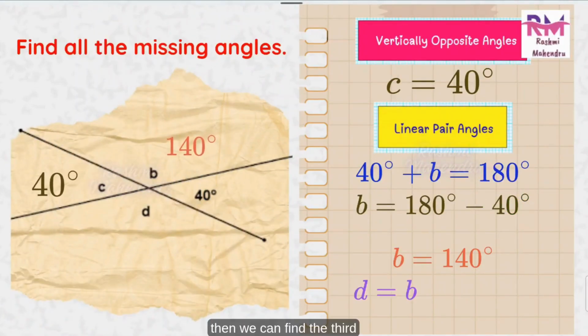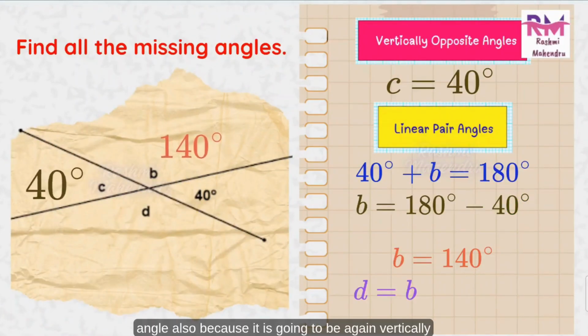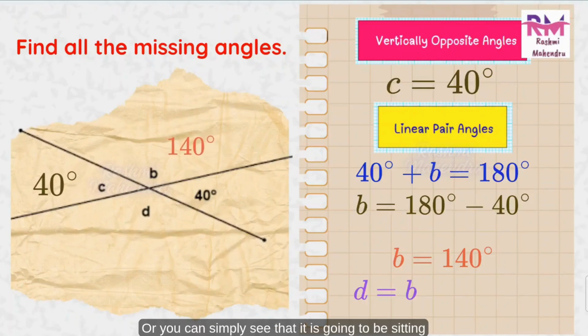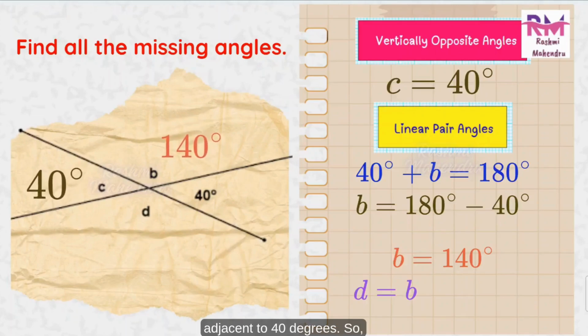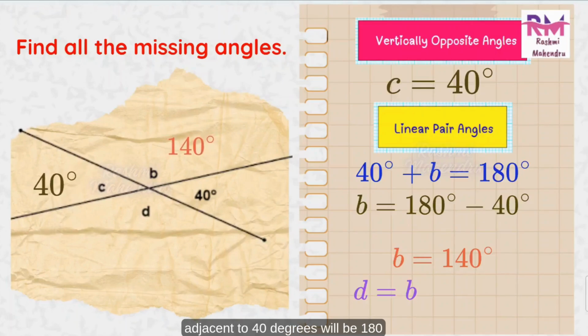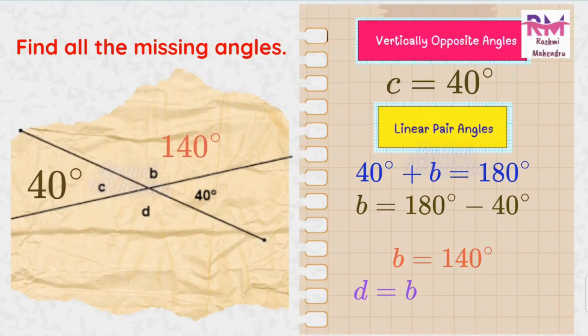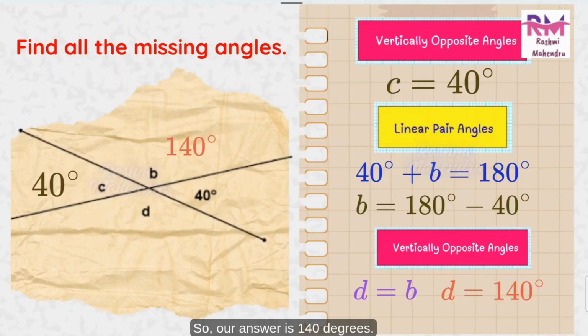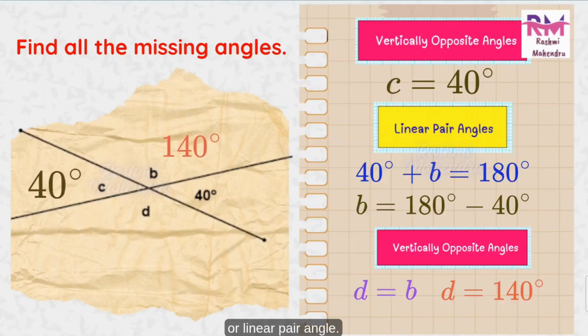and then we can find the third angle also, because it's going to be again vertically opposite to B. Or you can simply see that it's going to be sitting adjacent to 40 degrees. So adjacent to 40 degrees will be 180 minus 40, because this is a special adjacent angle. So our answer is 140 degrees. You can use any logic, vertically opposite angle or linear pair angles.